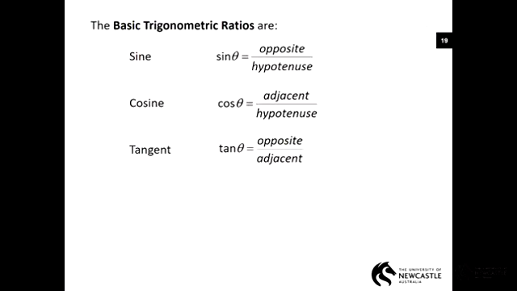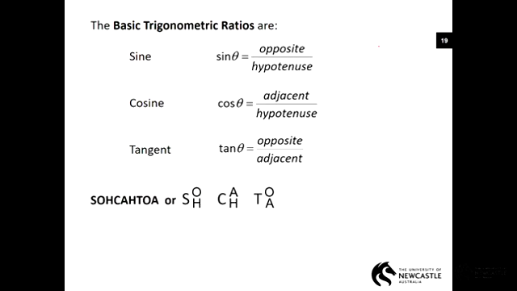And these are the basic trig ratios: sine, cosine, and tangent. We just call them sin, cos, and tan. Okay, they're just their abbreviations. And all it means is, it depends which side we're talking about. It sounds much more technical than it is.